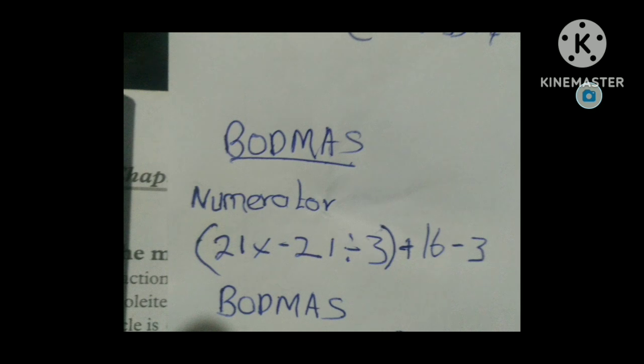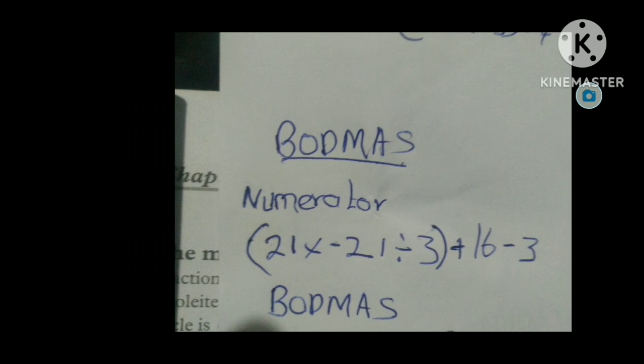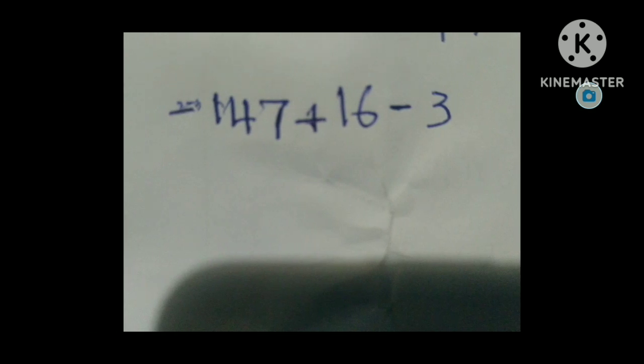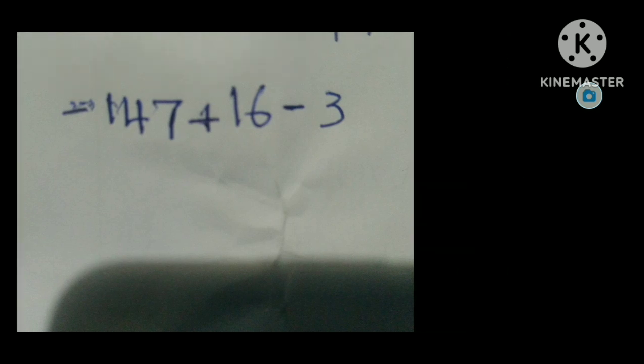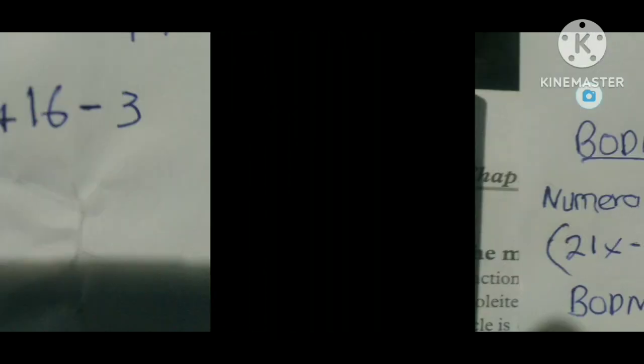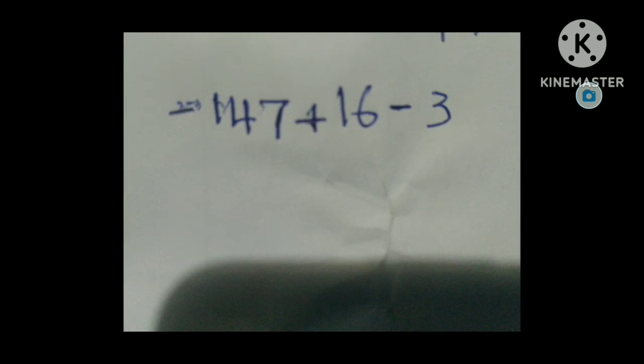So after solving the bracket, you rephrase the whole part of the numerator, but now instead of putting what is in the bracket, you put the solution that you got in that bracket in its place. Are you together? What I mean is this one, instead of this one, now you put it here. It is negative 147 plus 16 minus 3. We haven't changed anything, we have just substituted this with negative 147.